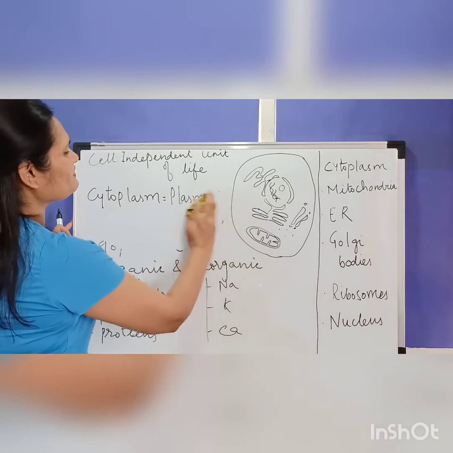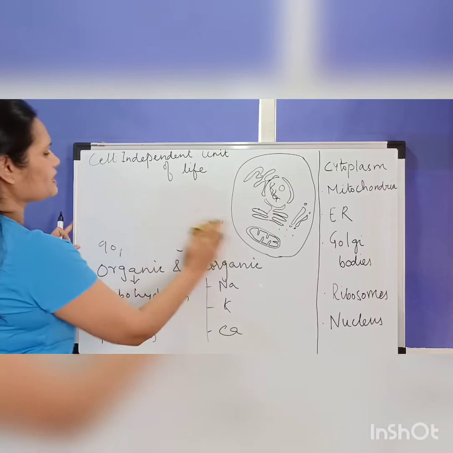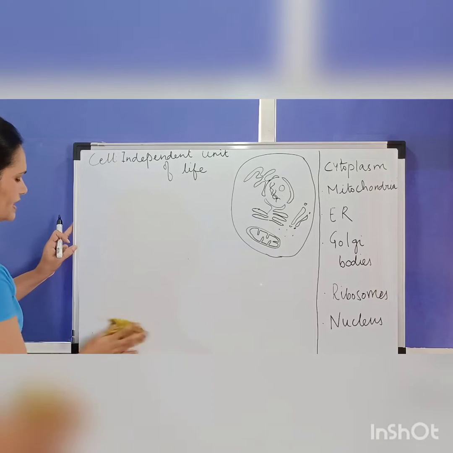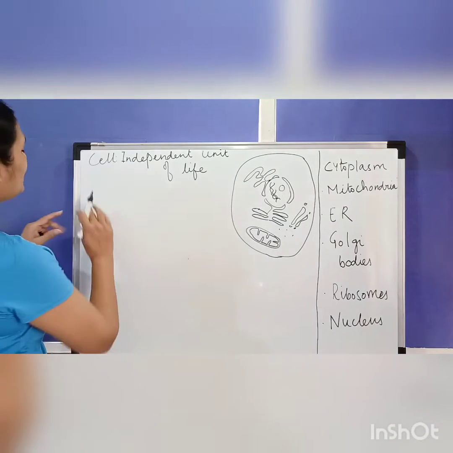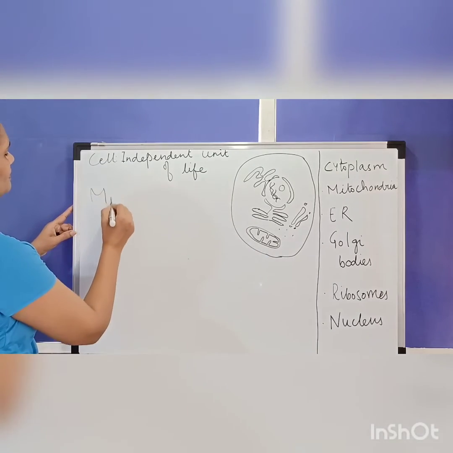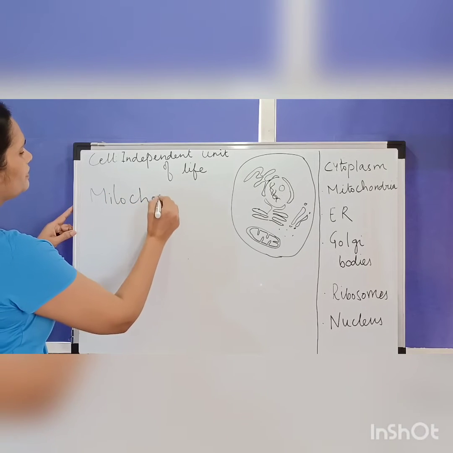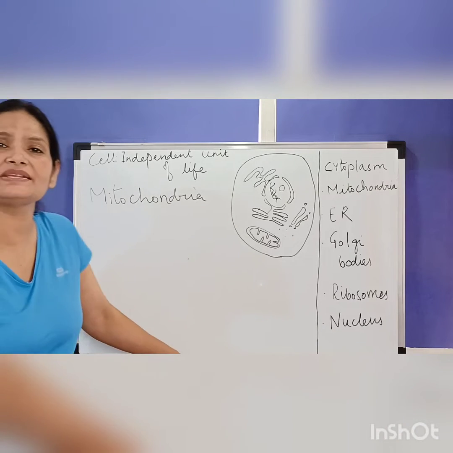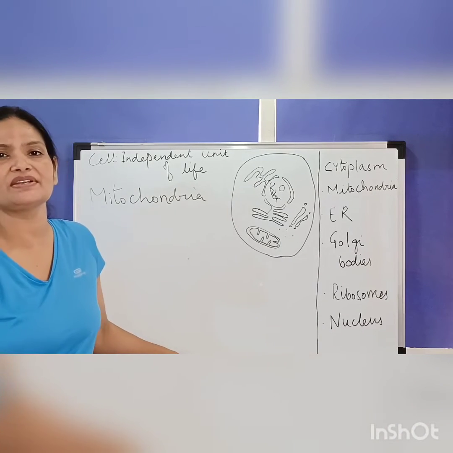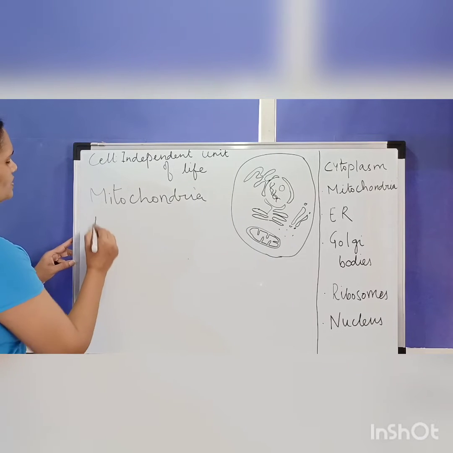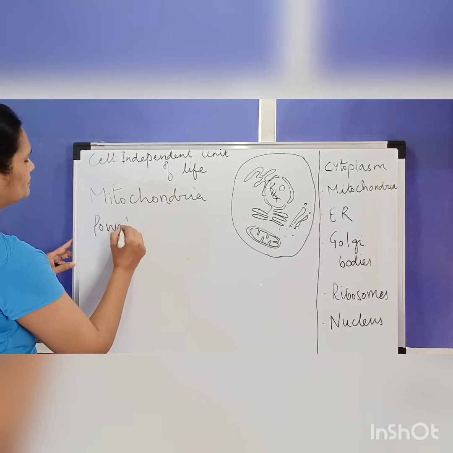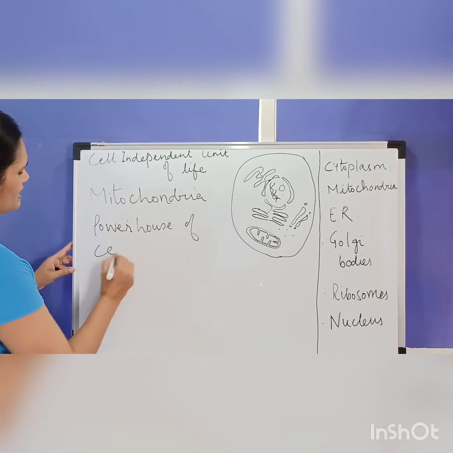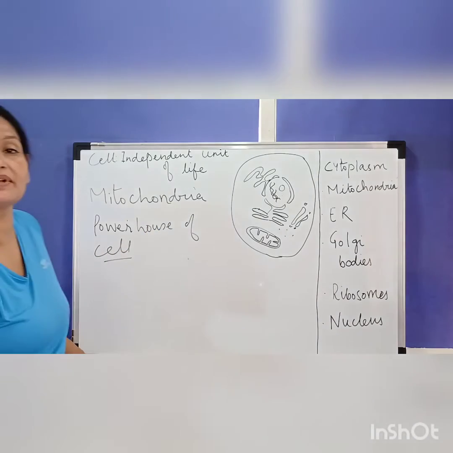Now in the cytoplasm, the first thing we will talk about is the mitochondria. So mitochondria is also called the powerhouse of the cell. Any idea why it is called the powerhouse of the cell? If you know that, please mention it in the comments. Yes, powerhouse of the cell. So why is it called the powerhouse of the cell?